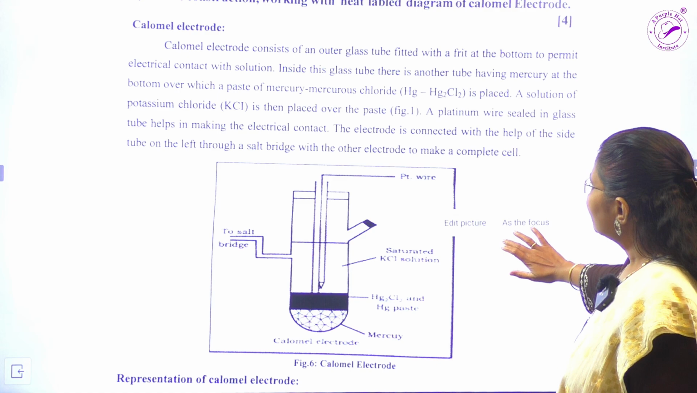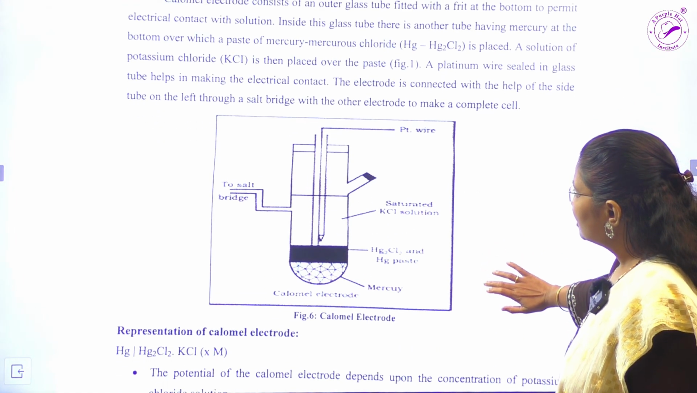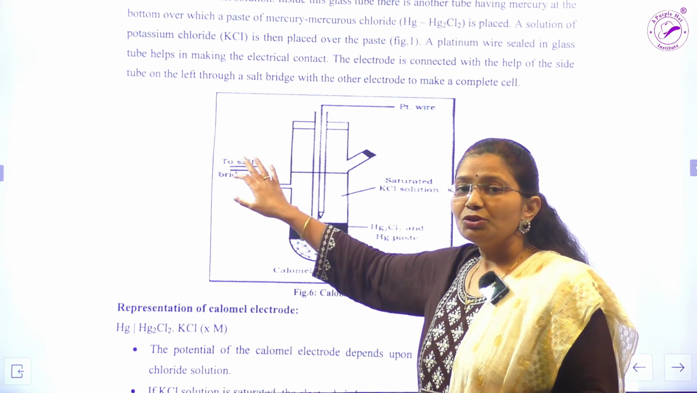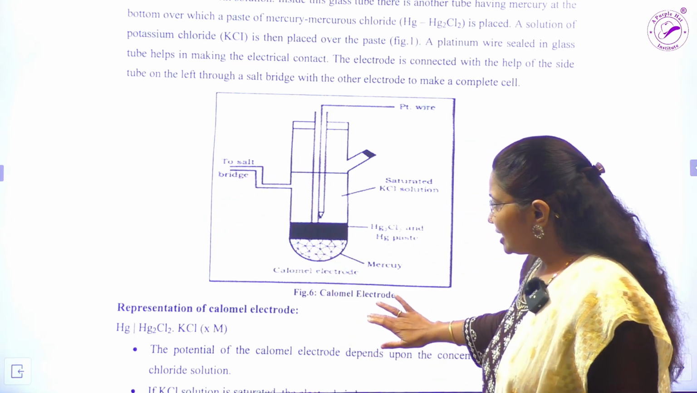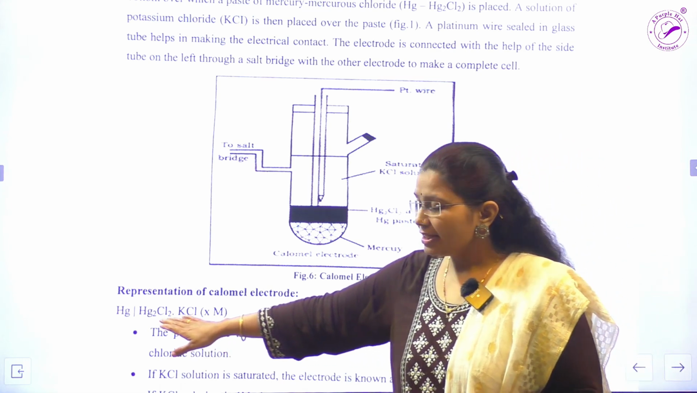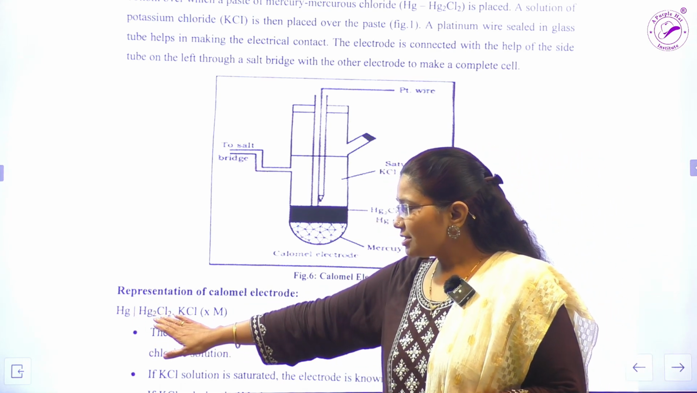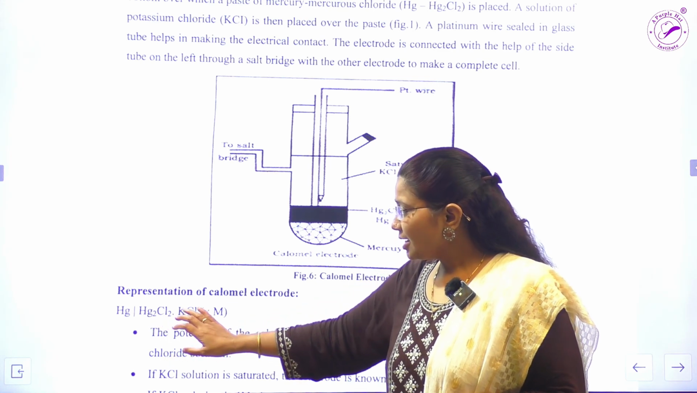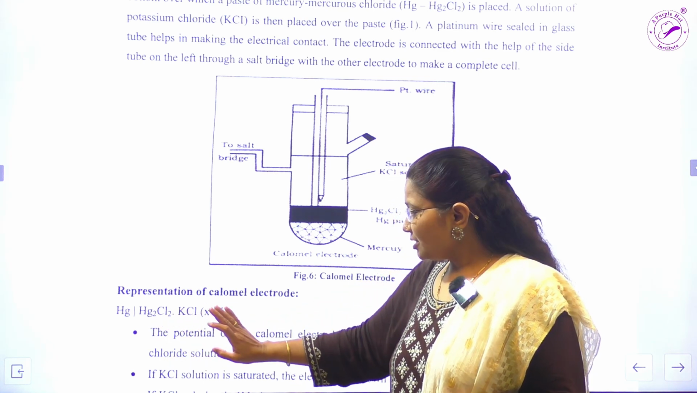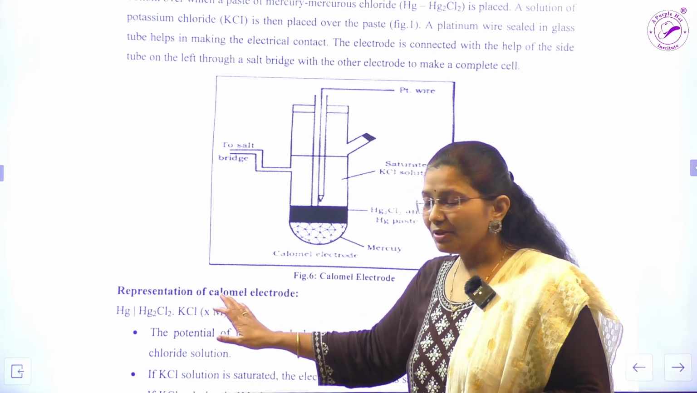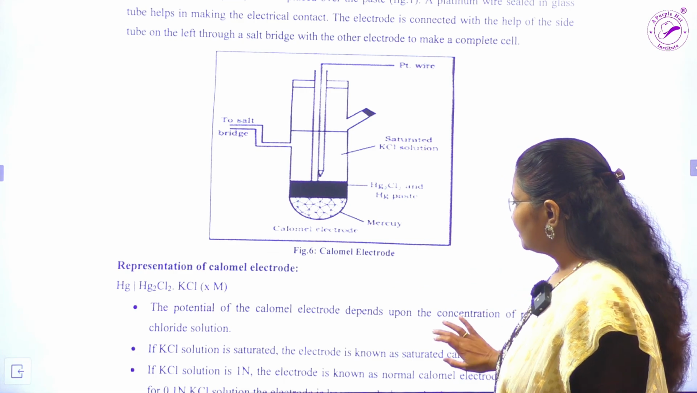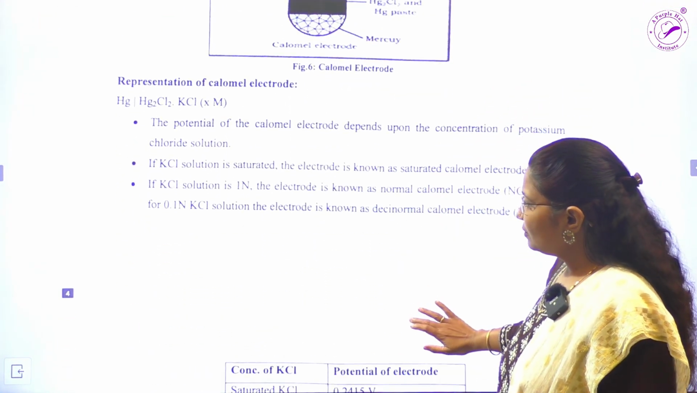Then, through the salt bridge, another electrode is attached to complete the cell. And the representation of the cell: mercury is in contact with mercurous chloride paste, which is in contact with KCl solution. It may be X molar. If we consider it X molar, then in the working, what you can write.